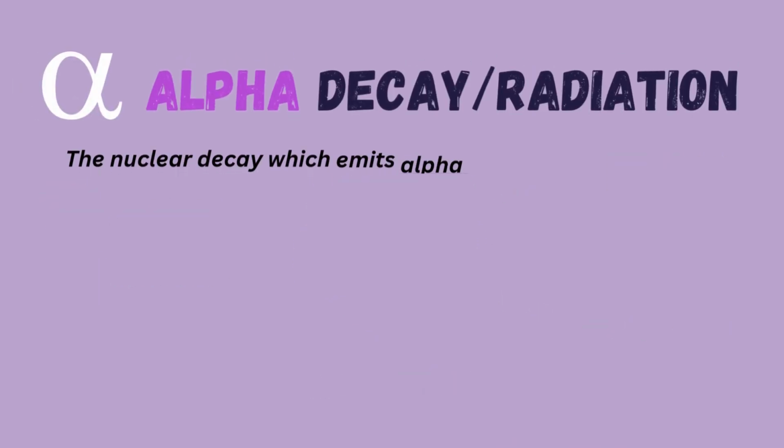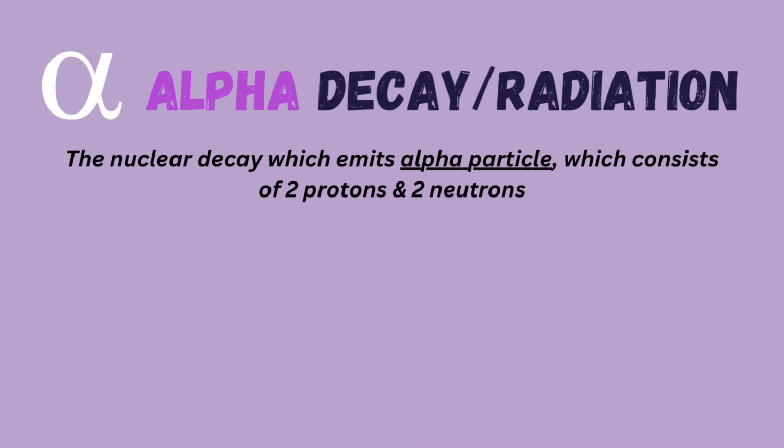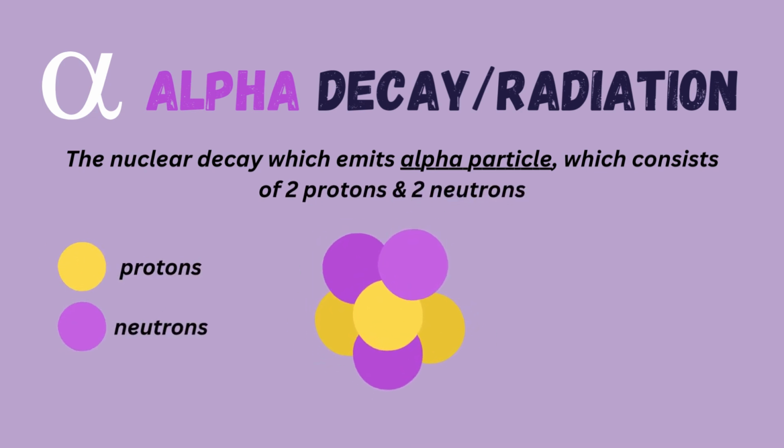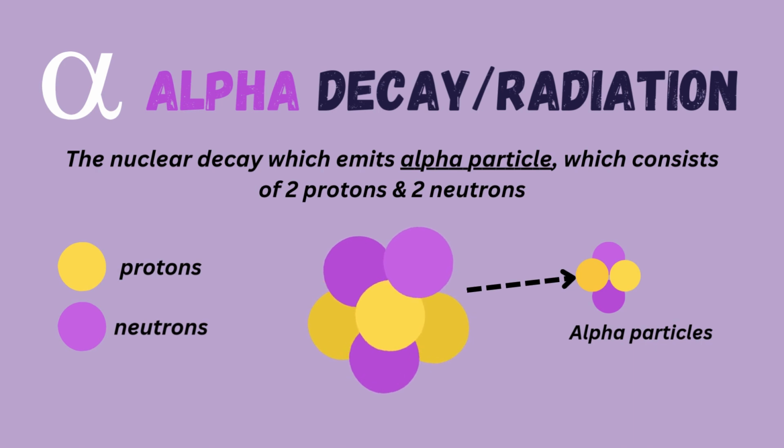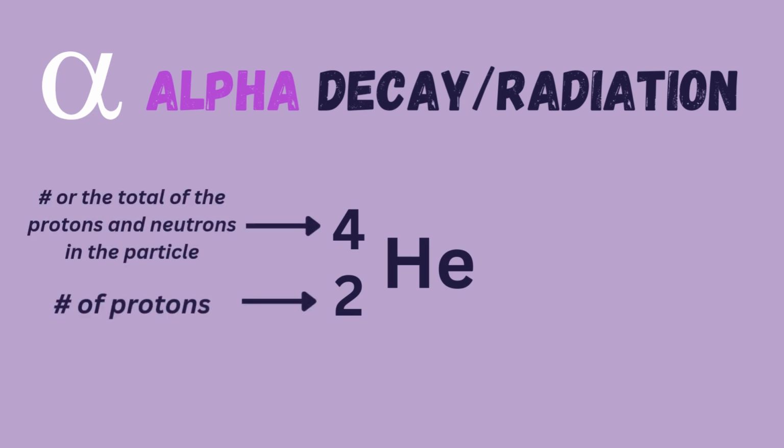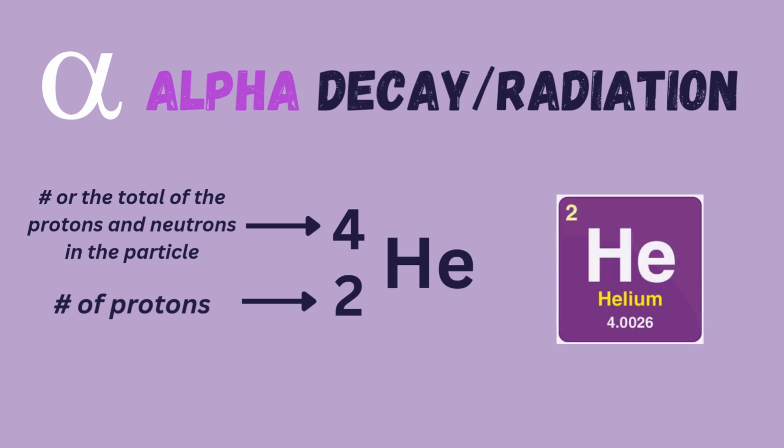Alpha decay. Alpha decay is a nuclear decay in which the parent nucleus emits alpha particles, which consist of 2 protons and 2 neutrons. It is identified as helium-4 nuclei. The number at the top represents the total of protons and neutrons in the particle, which is the mass of helium. The number at the bottom represents the number of protons.